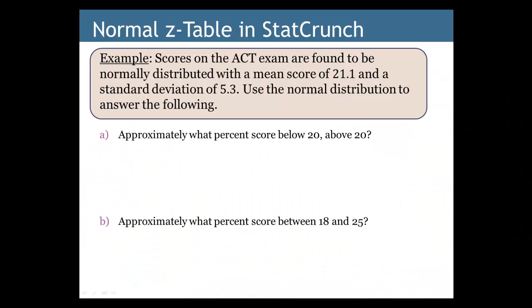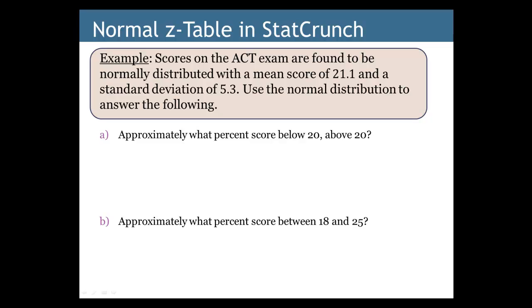In this video, I want to demonstrate how to use StatCrunch to find percents or percentiles rather than using an old-fashioned Z-table or normal distribution table that are found in your textbook. In this example, we're going to use ACT scores. They have a mean of 21.1 and a standard deviation of 5.3. So I'm going to answer these questions below.